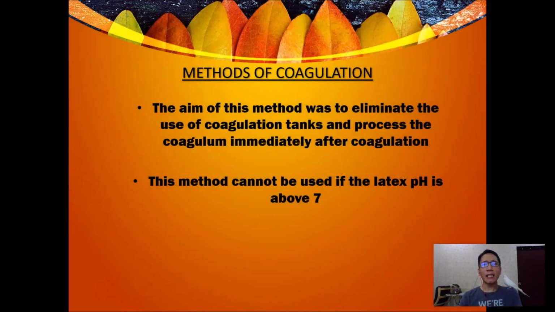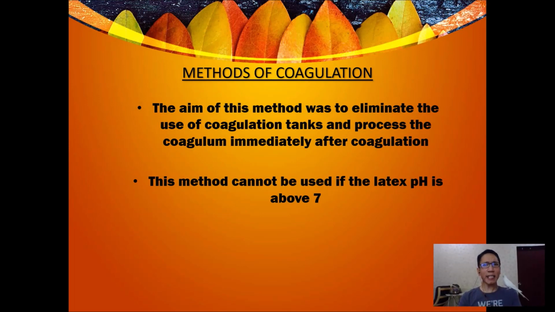The aim of the method is to eliminate the usage of coagulation tanks and process the coagulum immediately after the coagulation. So, if we take a look at the latex additions of the previous process, you need to have the coagulation tank. In this coagulation tank, you pour your acetic acid, so that you promote the coagulation in the tank. However, for the continuous coagulation, you do not use the coagulation tank, but you immediately pour your chemical for continuous coagulation, and you transport via the conveyor belt, and eventually it will coagulate and can be processed immediately.